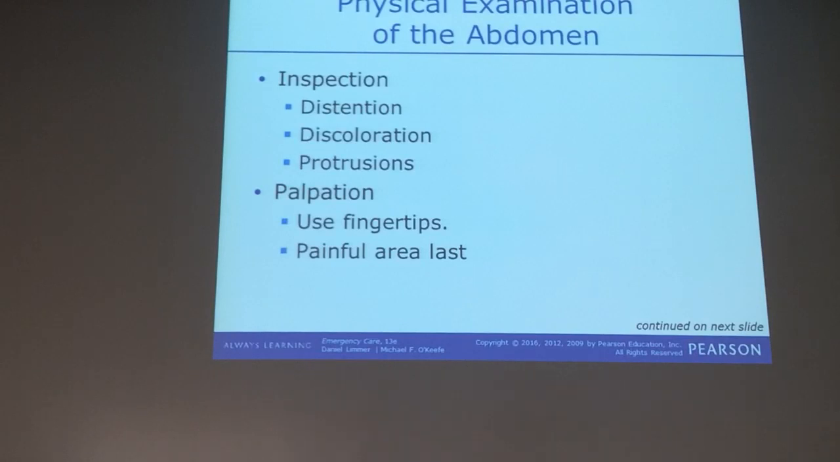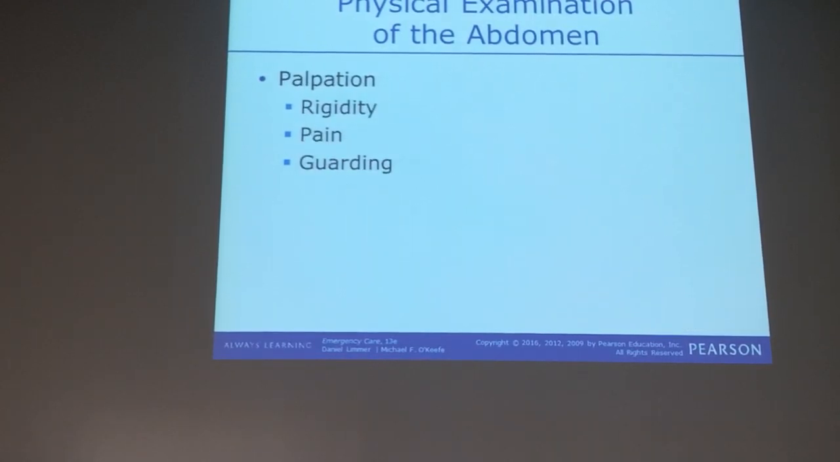We're going to do a physical exam of the abdomen. Is it distended? Is it discolored? Are there protrusions? We're going to use our fingertips to palpate around. We're going to palpate the painful area last, starting with the non-painful area and working our way up. Is the abdomen rigid? Are they guarding? Guarding means kind of blocking it away from you.